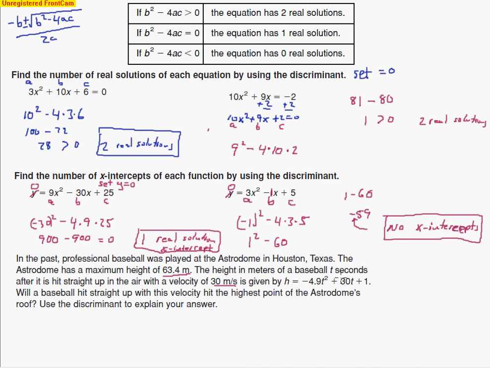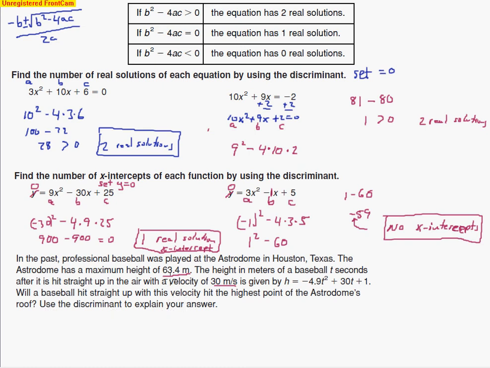So notice that it's 1 meter off the ground. That's what this 1 represents. 30 is the initial velocity, and this has to do with the acceleration of gravity. And this is a little bit more precise than our -5 that we've used. Will a baseball hit straight up with the velocity hit the highest point of the Astrodome's roof? Use the discriminant to explain.